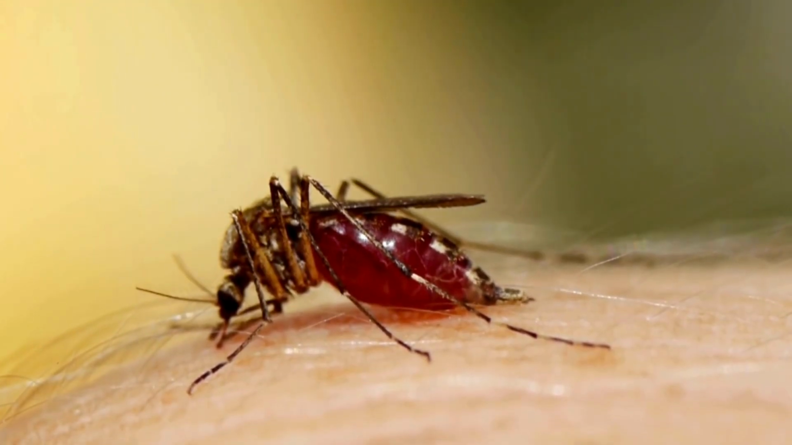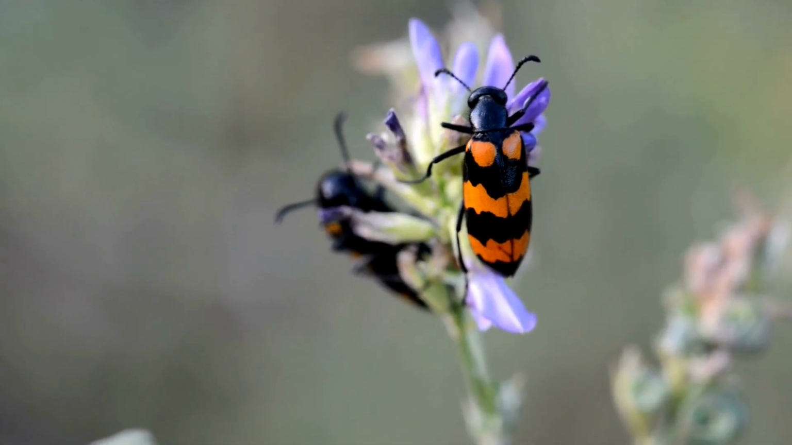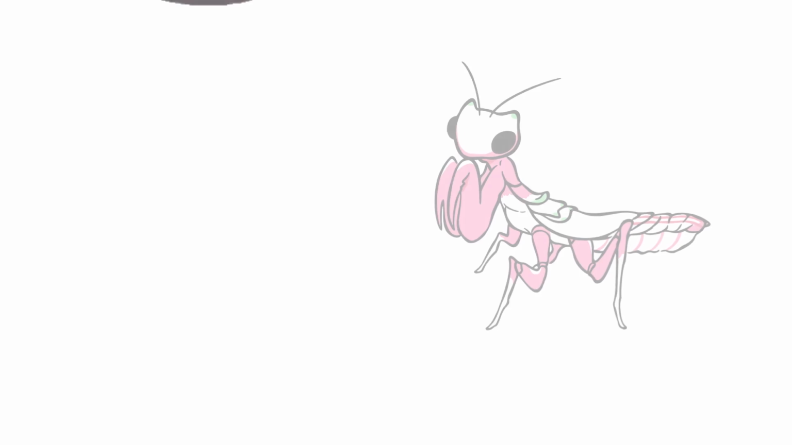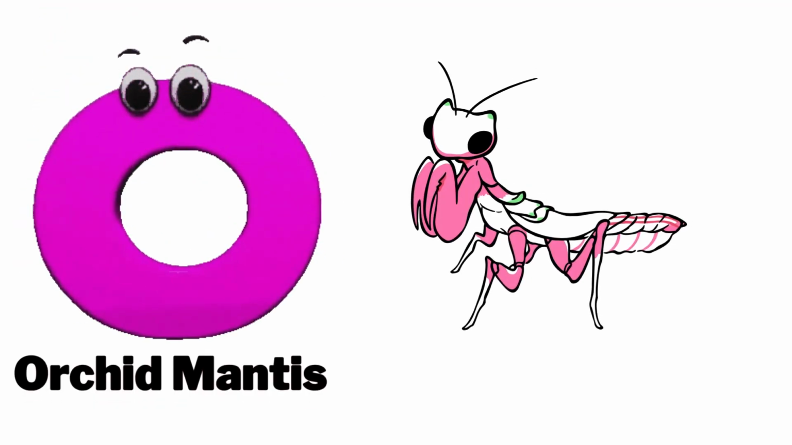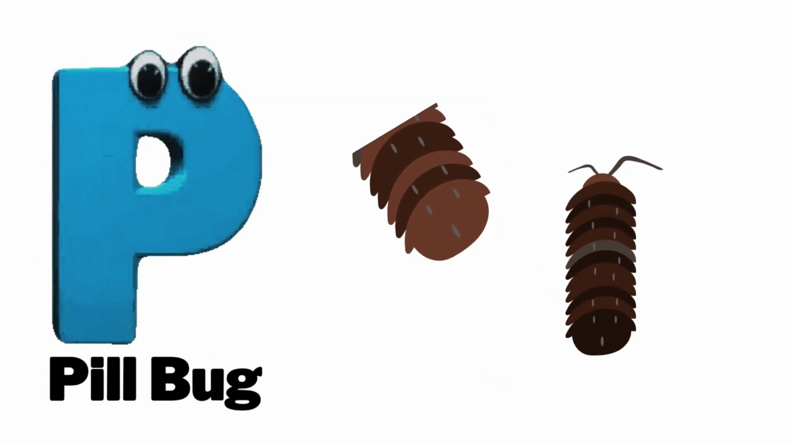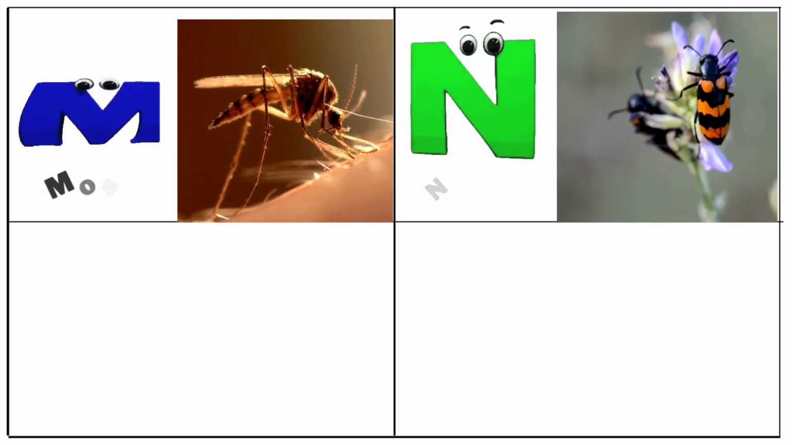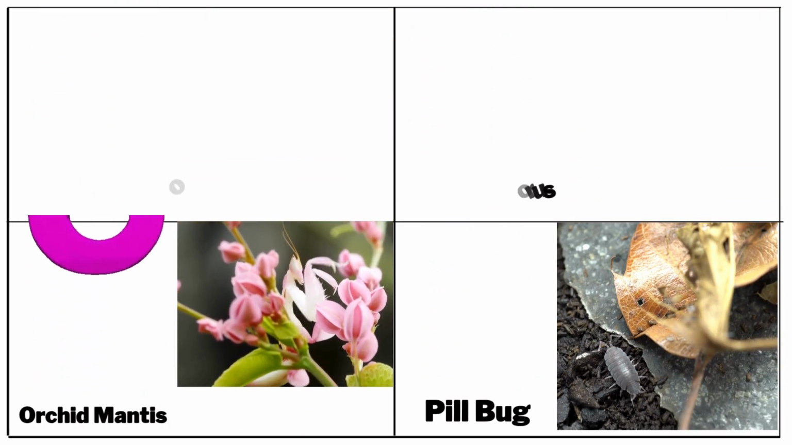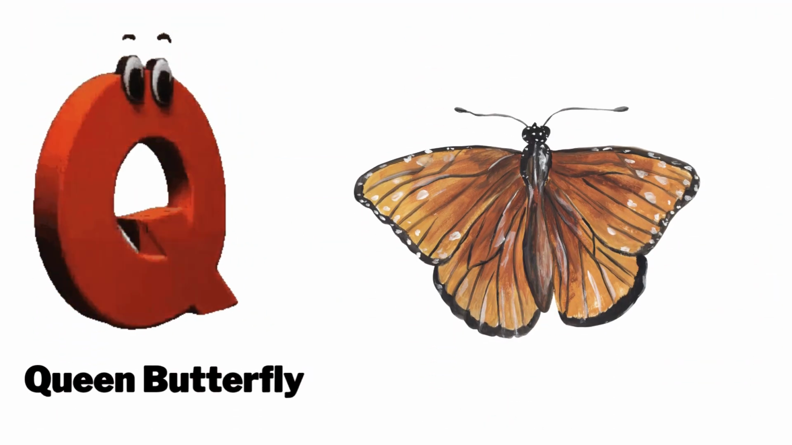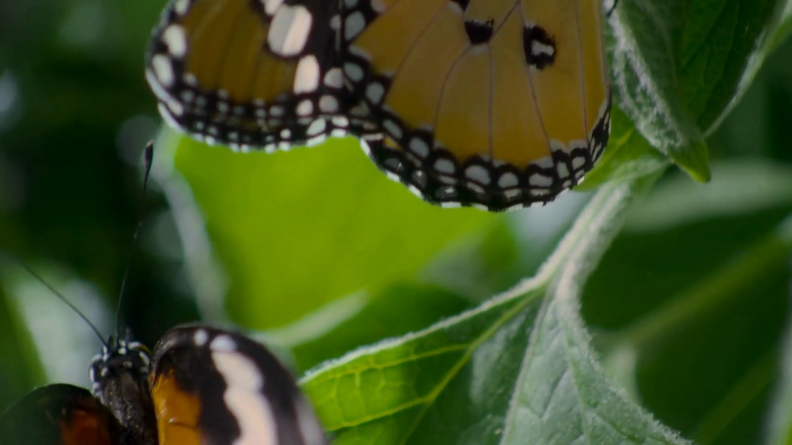M is for mosquito. Mosquito. N is for necrophorus. Necrophorus. O is for orchid mantis. Orchid mantis. P is for pillbug. Pillbug. Q is for queen butterfly. Queen butterfly.